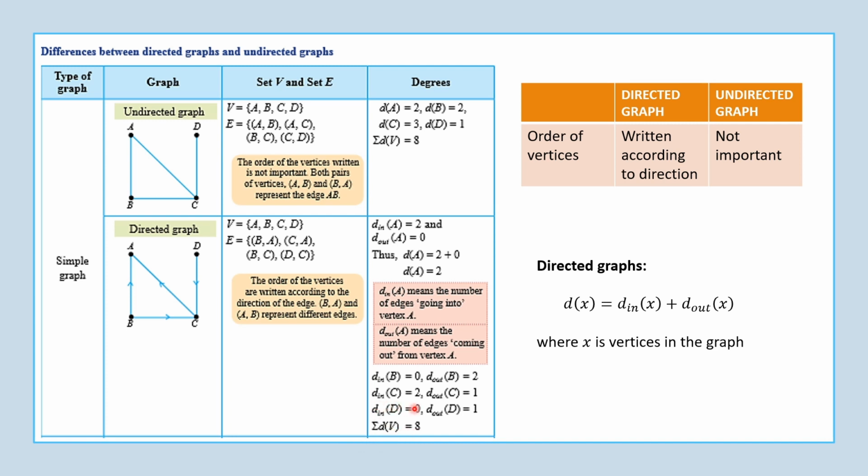Let's see another example to understand better. D in C is equal to 2, meaning at point C, we have 2 degrees going in, which are from D to C, 1, and from B to C, so we have 2. But D out C is only 1, which is from C going out to A. So in order to know D in and D out, we have to identify the directions of the edges. That is an important thing in directed graph: look at the arrow to determine the directions of the edges.